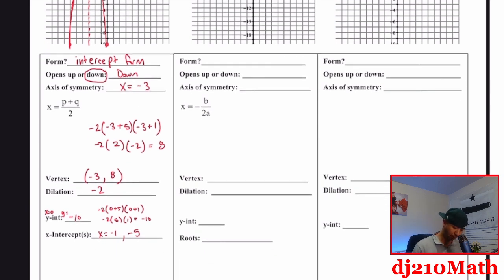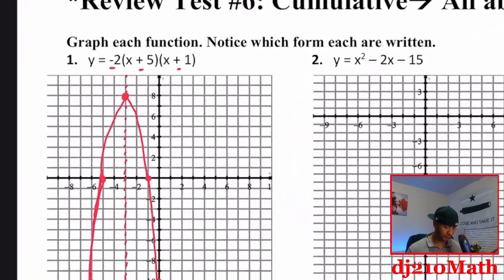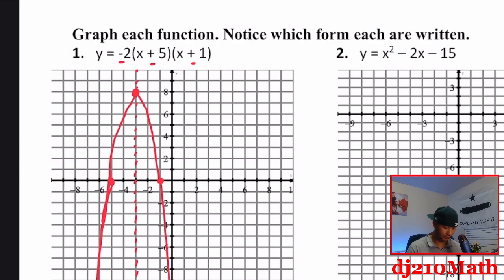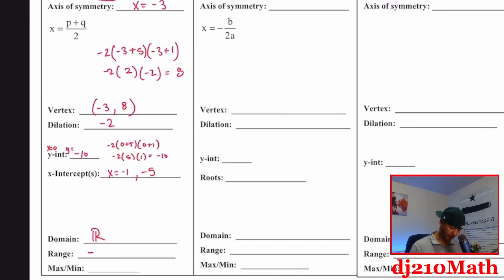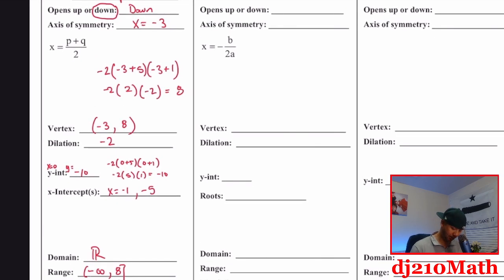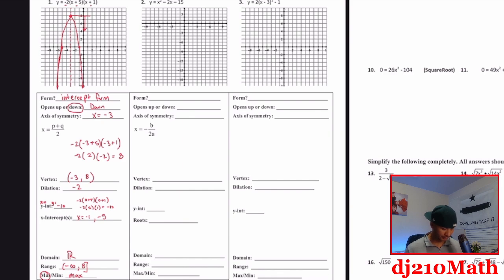The domain, all real numbers. Right, the domain of any quadratic is all real numbers. And the range is going to go from the vertex towards one of the infinities. So this is going to start at 8, right? The range is going to start at 8 and go down. So down is towards negative infinity. So that's what we're going to put first. Negative infinity up to 8. And we're going to put a bracket because it's included. And this has a max. Right? It has a max because it opens down. Okay. That was intercept form.